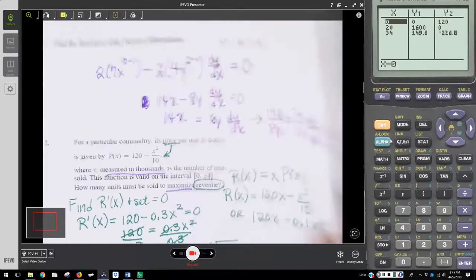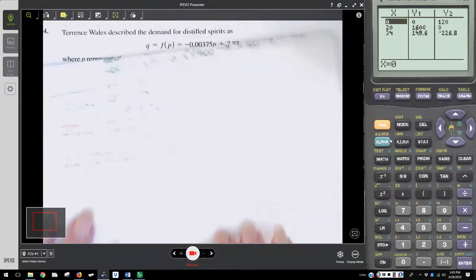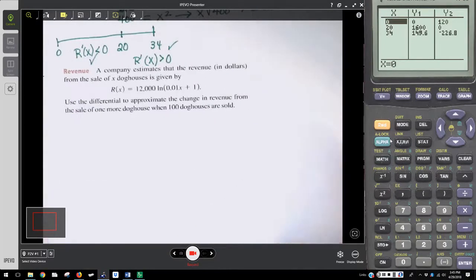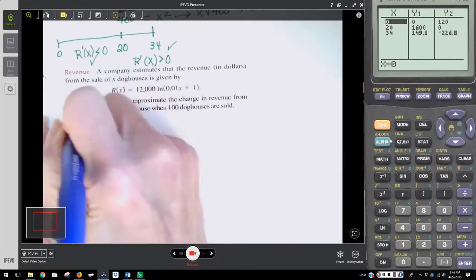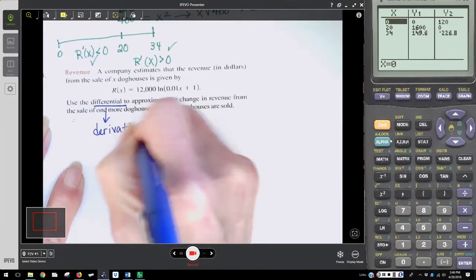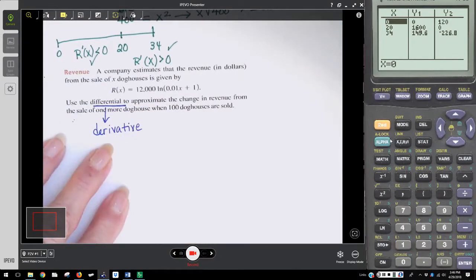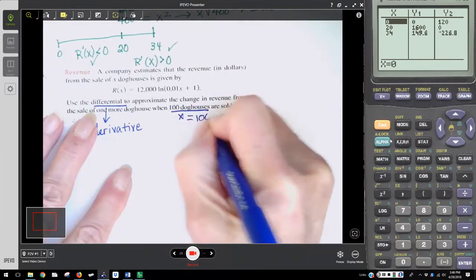So then our next problem is a revenue problem. And we have that the revenue for the dog houses is 12,000 times the natural logarithm of 0.01x plus 1. And it says use the differential, and at this point you should know differential means derivative, to approximate the change in revenue from the sale of one more doghouse when 100 dog houses are sold.